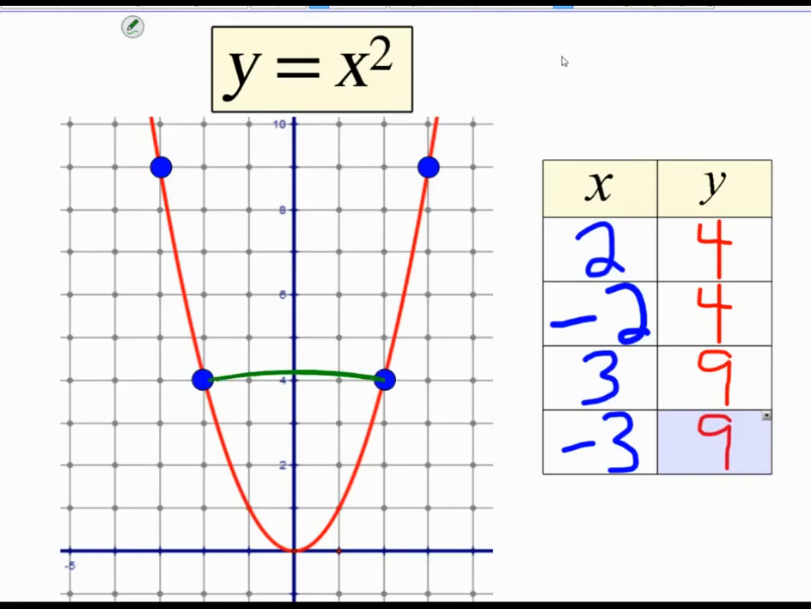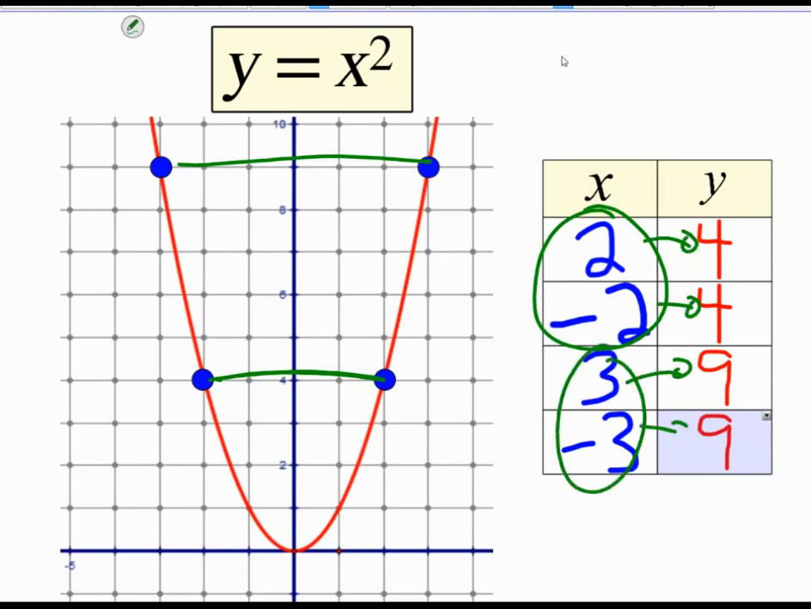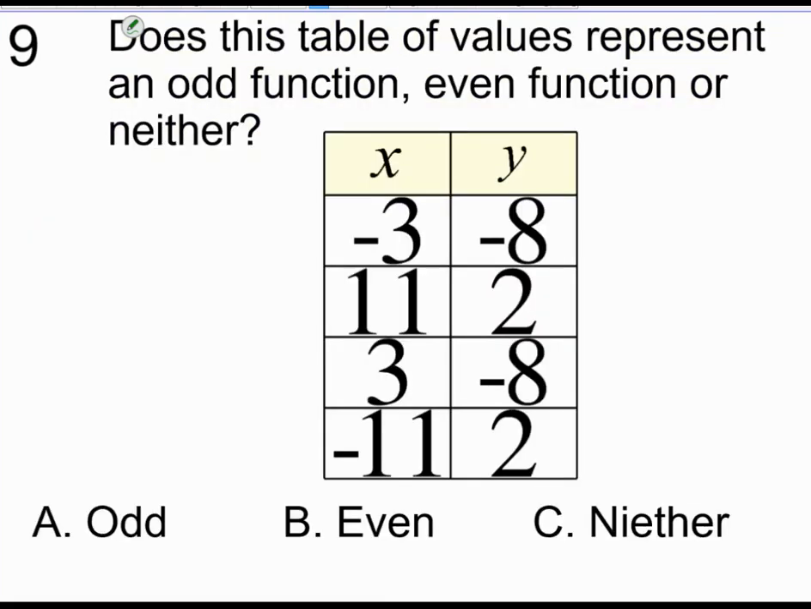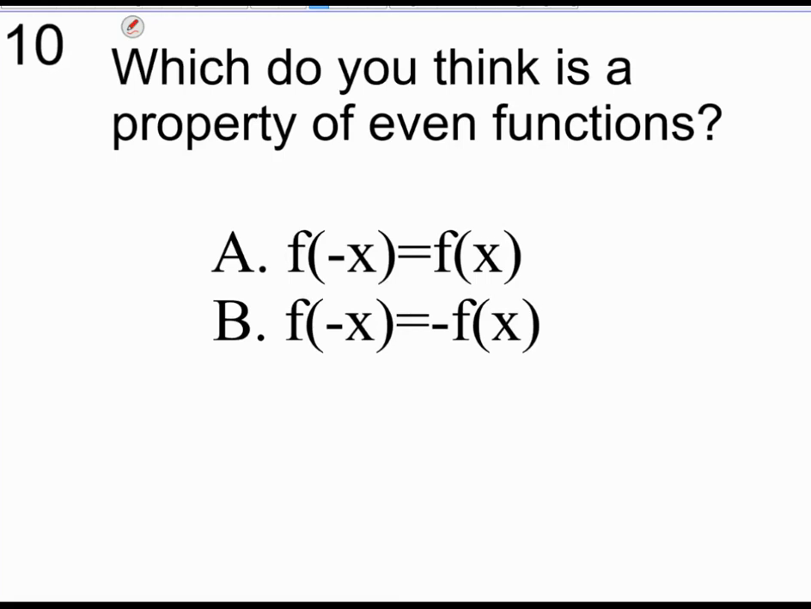See how the points reflect over the y-axis? But what we want to notice is that opposite inputs output to the same value. We want to be able to say that as a rule. In an even function, opposites output to the same value. And we can recognize this table as an even function table because the 3s are both outputting to -8 and the 11s are both outputting to +2. Even function. You might want to memorize that the answer to this is A. What that means is that the reflection over the y-axis is equal to no reflection at all, like it was in the parabola.